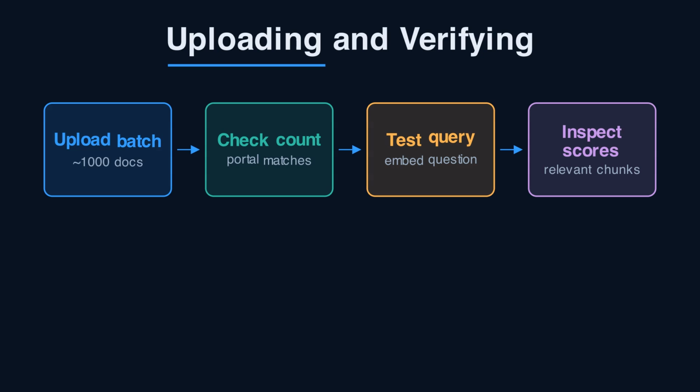If scores look random, you almost certainly embedded the query with a different model or dimension than the index. That mismatch is the single most common bug here.